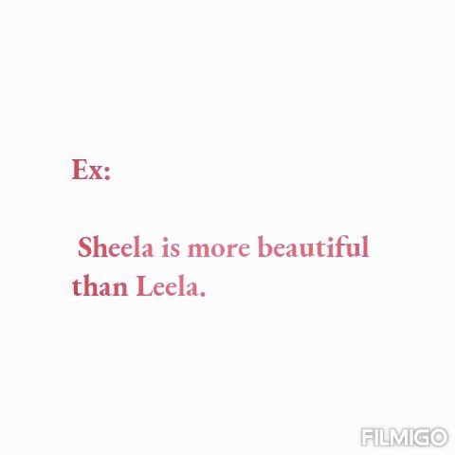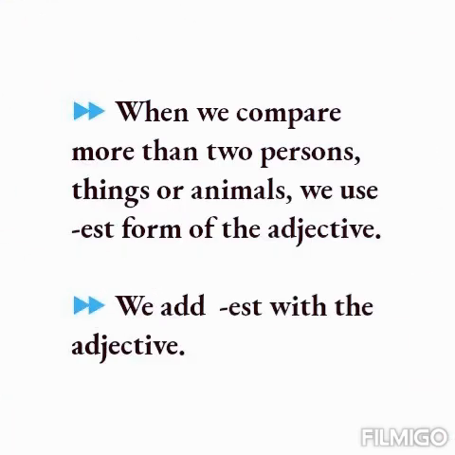This method is used to compare only two things. Okay, when we compare more than two things, what can we do? Yes, we'll have another form. When we compare more than two persons, things or animals, we use the EST form of the adjective. That means we'll add EST to the adjective word. Look at the example.